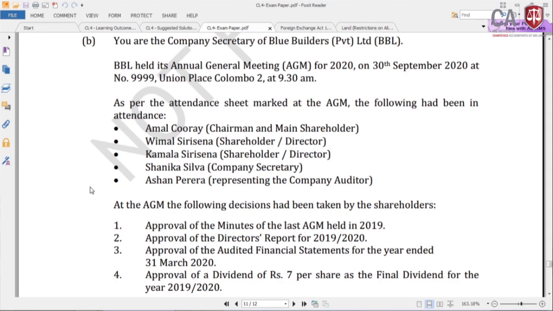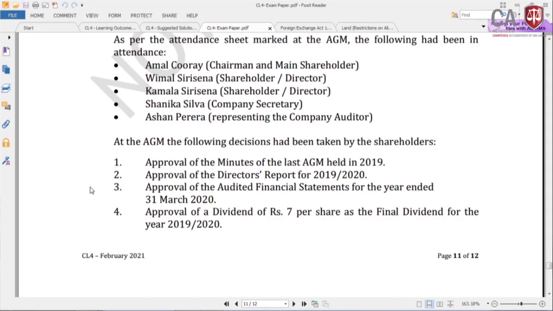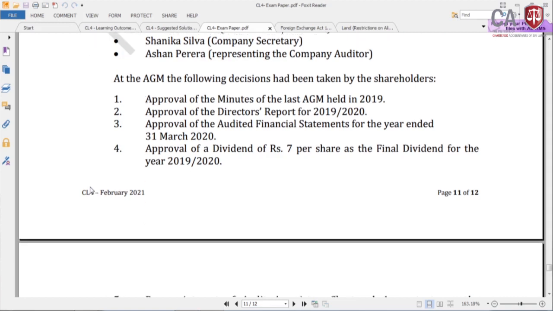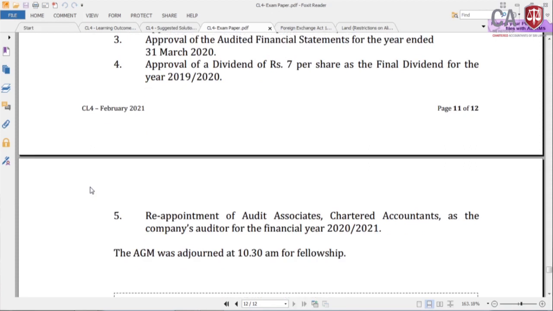At the AGM, the following decisions had been taken by the shareholders. What are the decisions? Approval of the minutes of the last AGM held in 2019, approval of the directors report for 2019-2020, approval of the audited financial statements for the year ended 31st March 2020, approval of a dividend of ₹7 per share as final dividend for the year 2019-2020.